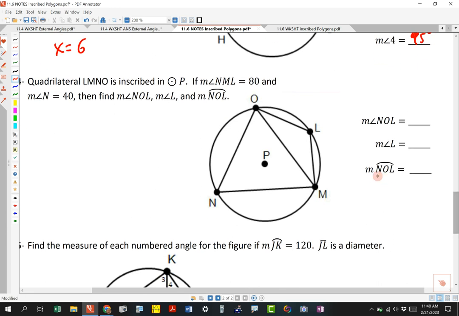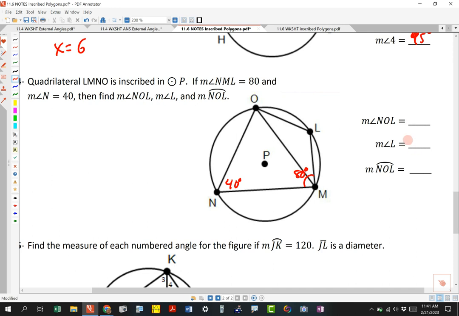Okay, now, let me just point out, I realized after we made the notes that there wasn't one asking about an arc. You've got a couple problems on your assignment that ask about arcs. Okay, so let's take a look at this one. The measure of angle NML is 80 degrees. NML, so this entire thing is 80 degrees. The measure of angle N is 40 degrees. So this is 40 degrees. And it says find these measures right here.